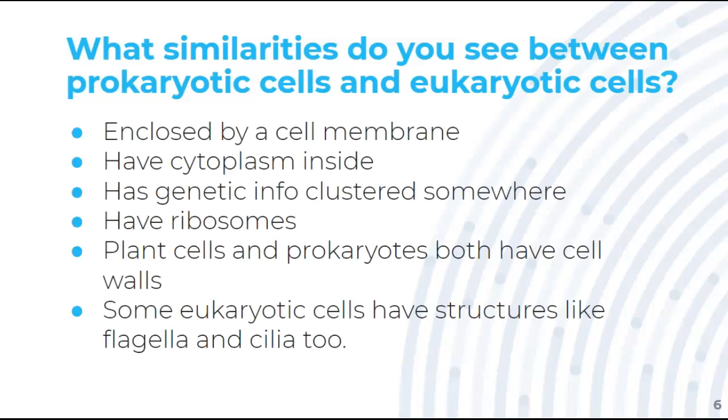Here's what I came up with. They're both enclosed by a cell membrane. They have cytoplasm. They all have some kind of genetic info that is clustered together somewhere. Both types of cells have ribosomes. Both types of cells can have a cell wall, okay? And both types of cells can have mobility features like cilia and flagella. Maybe you came up with some others. Those are the ones that I could come up with.